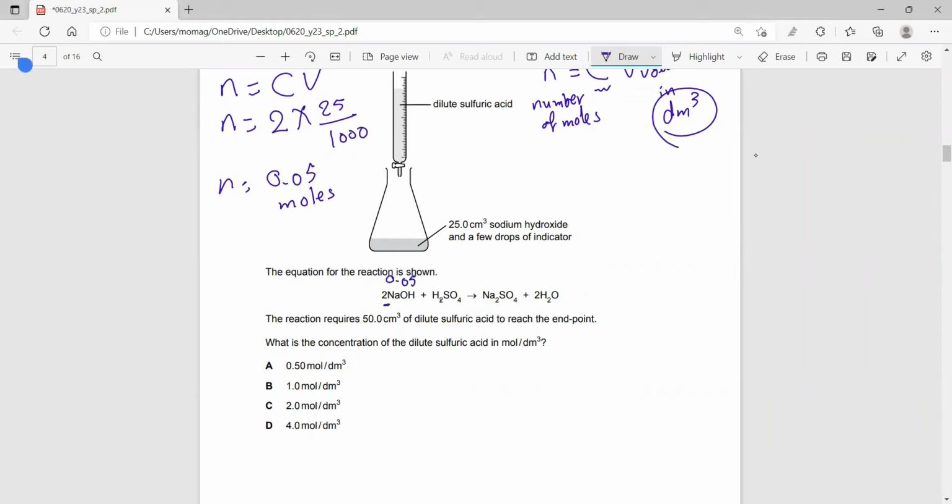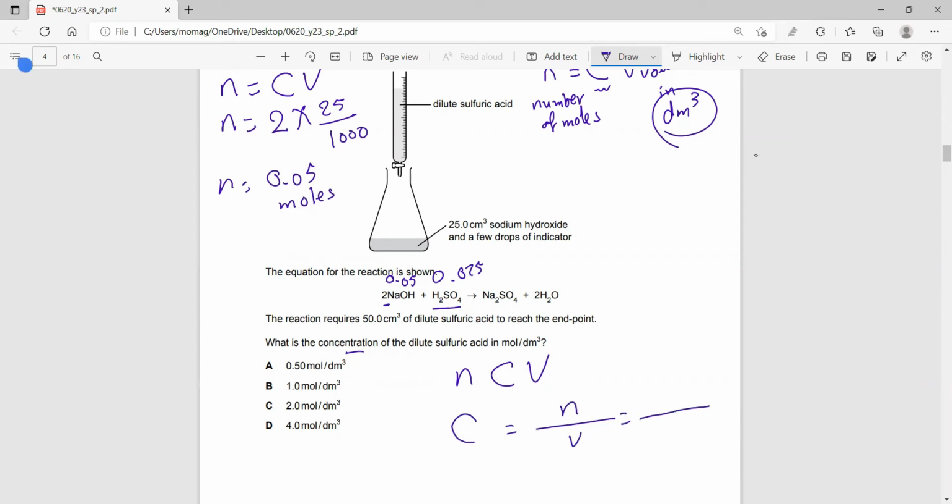For 2 NaOH, we need 1 H2SO4. So for each, 0.05 divided by 2, we need 0.025 moles of H2SO4. Alhamdulillah, we have again n = CV. We need here C, concentration. So concentration equals n over V.